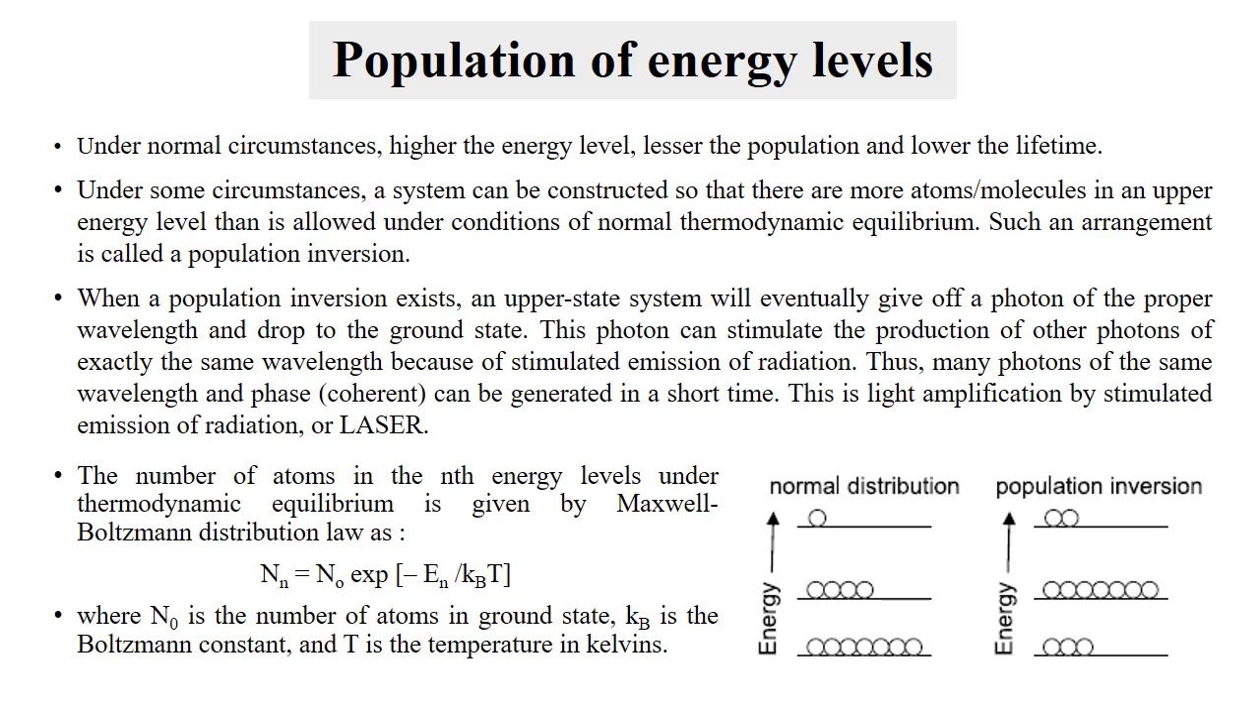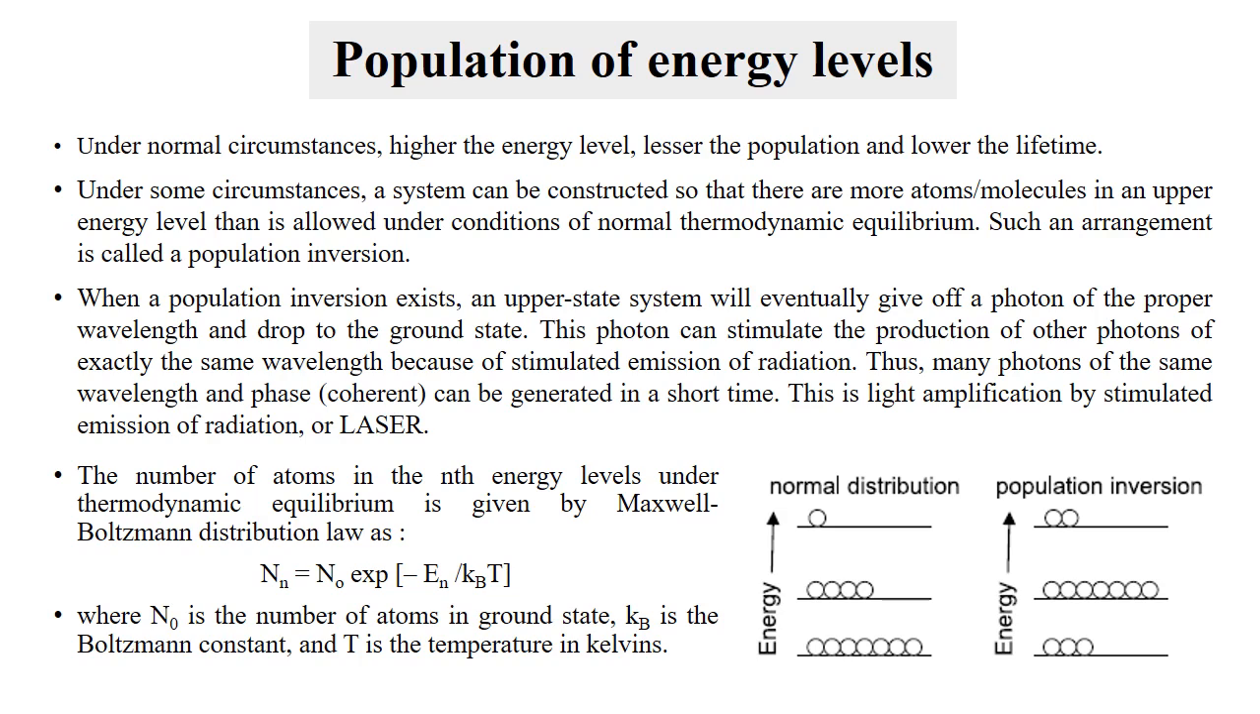When a population inversion exists, an upper state system will eventually give off a photon of proper wavelength and drop to the ground state. This photon can stimulate the production of other photons of exactly the same wavelength because of stimulated emission of radiation. Thus, many photons of the same wavelength and phase can be generated in a short time. This is light amplification by stimulated emission of radiation, or in short, laser.